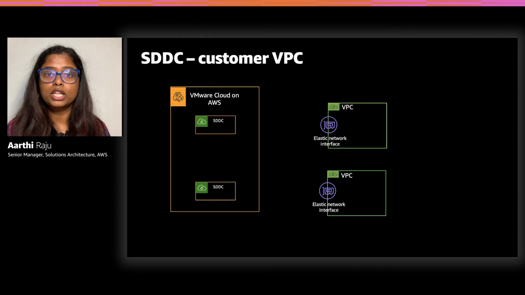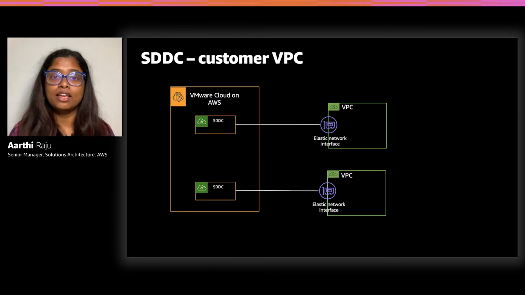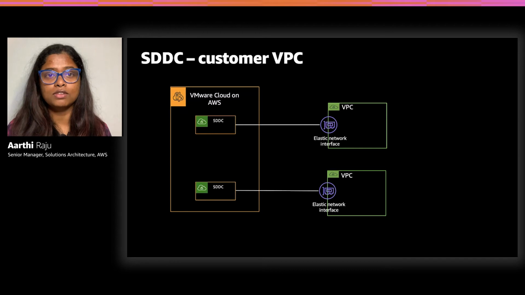So what we did during the onboarding process, as you go through your SDDC deployment, you'll see that you will run a CloudFormation template that creates IAM roles and access for VMware with limited privileges and permissions. And what we do in this process is we create elastic network interfaces in a VPC that you select. So that's what you see in the diagram here. These are directly attached to the SDDC ESXi host running within this SDDC.